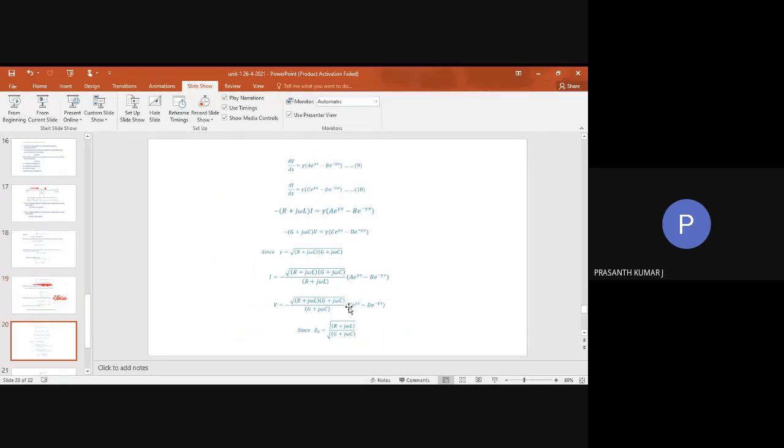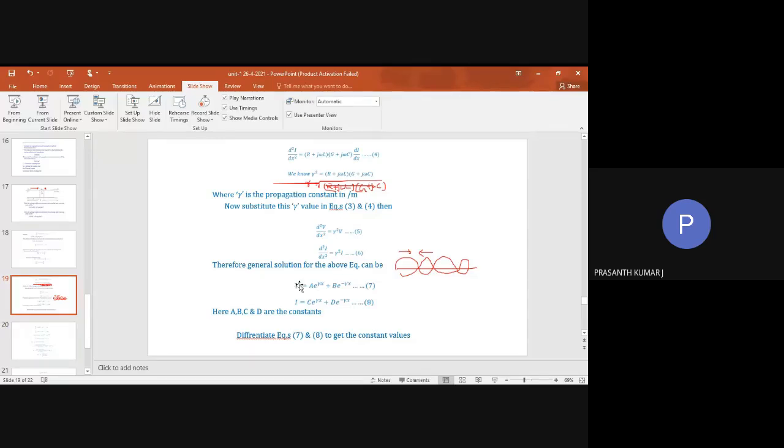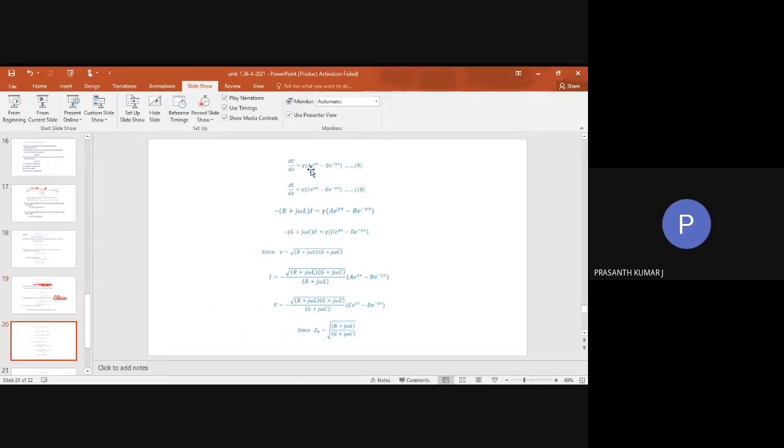Now we are going to find the value of Z0. So now, take the first equation, dV by dx equal to gamma into (A e power gamma x minus B e power minus gamma x). You can ask me from where we got this equation. So here, V equal to A e power gamma x plus B e power minus gamma x. If we differentiate this, dV by dx, we get this equation: dV by dx equal to gamma into (A e power gamma x minus B e power minus gamma x). Similarly, dI by dx equal to gamma into (C e power gamma x minus D e power minus gamma x).